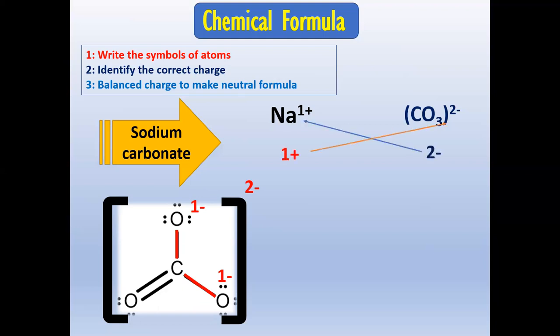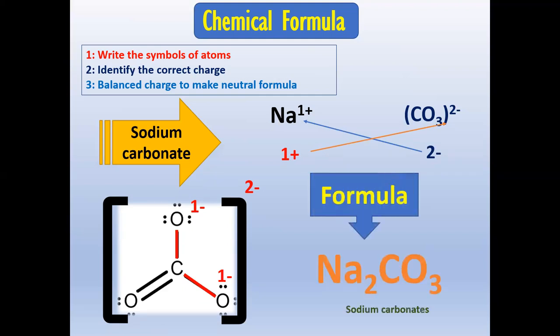So in this way, the -2 goes below the sodium, while the +1 is for the carbonate. No need to write 1. And in this way, that will produce our formula. So disodium carbonate, or generally we can say sodium carbonate, will complete its formula, and that will be a final neutral state.